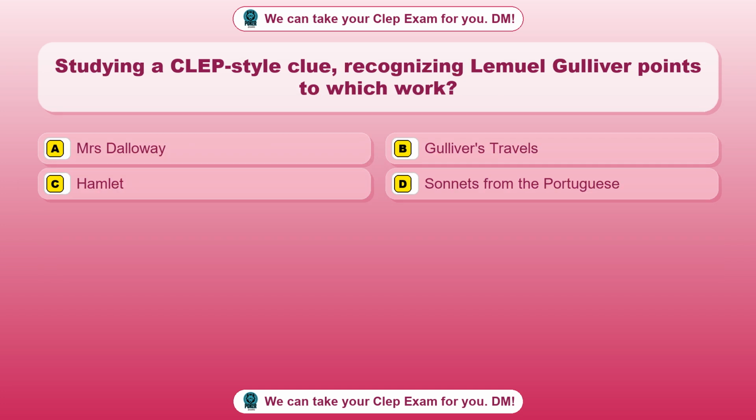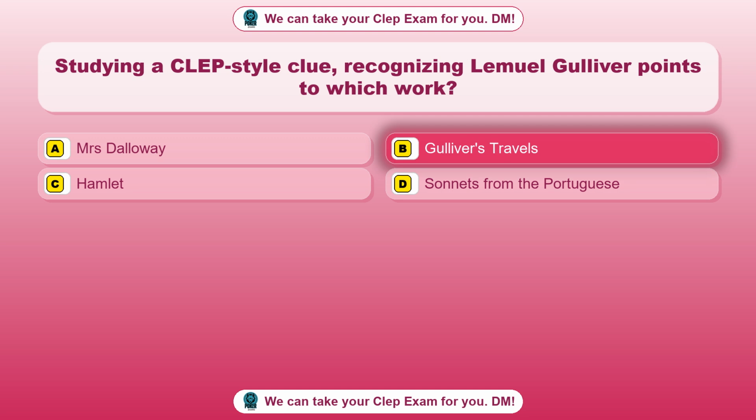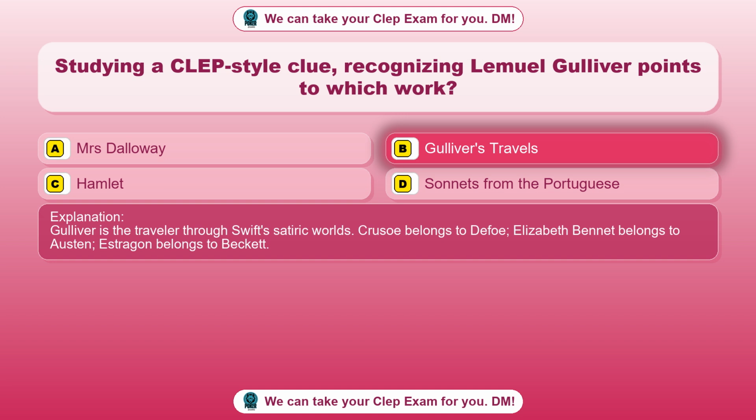Question 22. Studying a CLEP-style clue, recognizing Lemuel Gulliver points to which work? Option A, Mrs. Dalloway. Option B, Gulliver's Travels. Option C, Hamlet. Option D, Sonnets from the Portuguese. The correct answer is option B, Gulliver's Travels. Gulliver is the traveler through Swift's satiric worlds. Crusoe belongs to Defoe, Elizabeth Bennet belongs to Austen, Estragon belongs to Beckett.